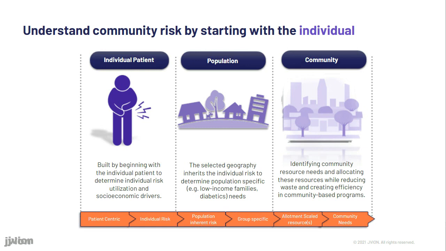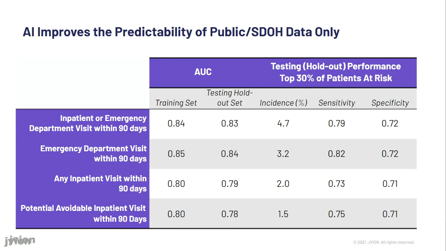We took a different approach and got individual level data and neighborhood level data, and pulled that together to predict and understand the individual, which would then allow us to build populations of individuals and then counties. We were very successful at doing that.